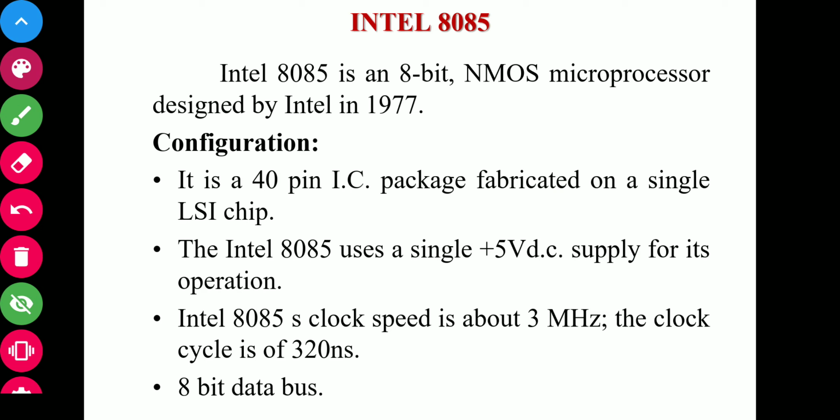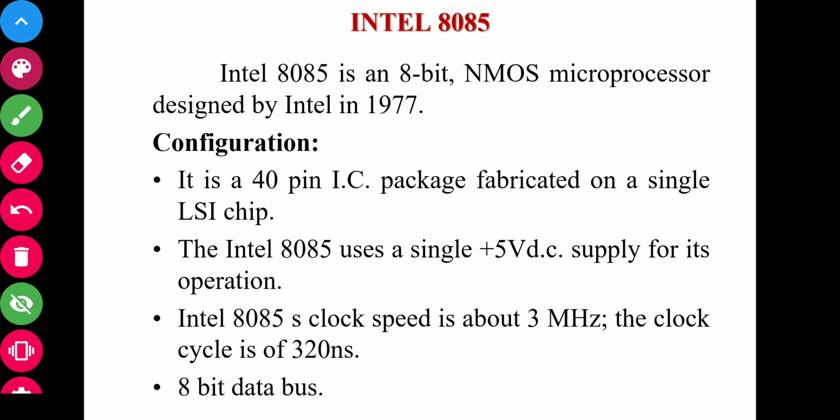Then the next point, the Intel 8085's clock speed is 3 megahertz, so the clock cycle is 320 nanoseconds. Based on the clock speed only, the execution will be performed. The operation, instruction fetch and execution, processing and everything depends on the clock speed. Simply, the clock speed determines the speed of operation of your microprocessor.